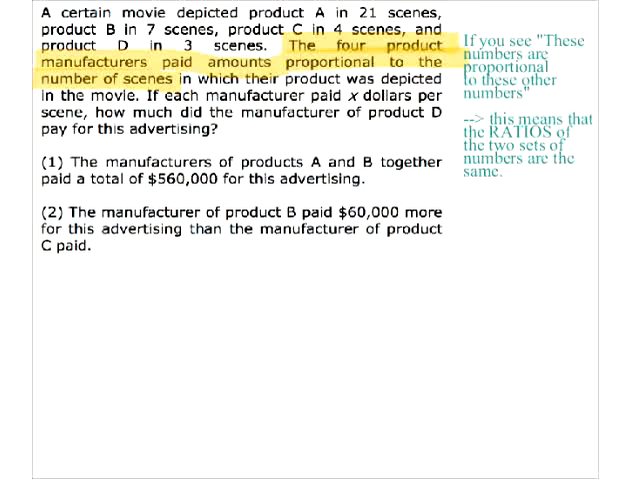So yeah, proportional to the other numbers. The numbers are 21, 7, 4, and 3. So in this problem, this means that the ratios are the same. And so the manufacturers, assuming that manufacturer A makes product A and so on, paid amounts in the ratio 21 to 7 to 4 to 3, because that's what proportional to means. It means you have the same ratio.